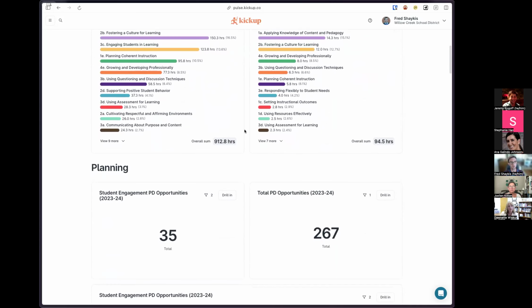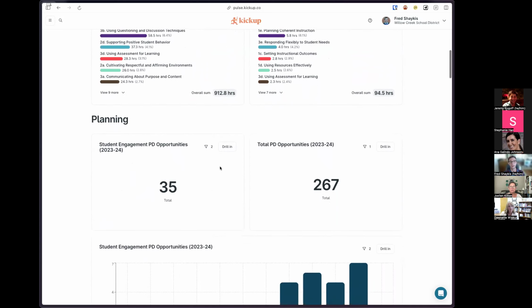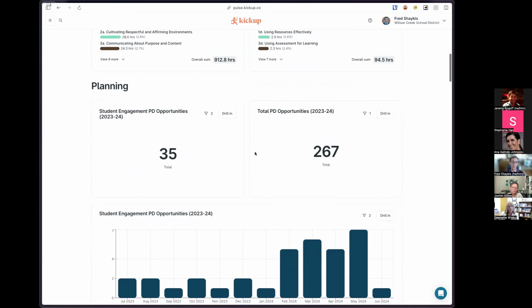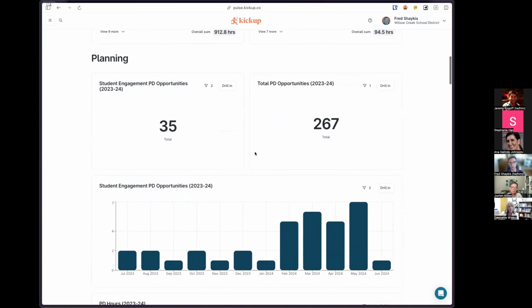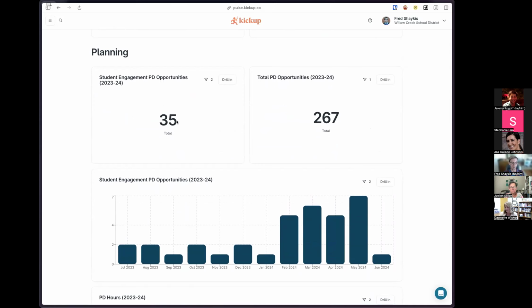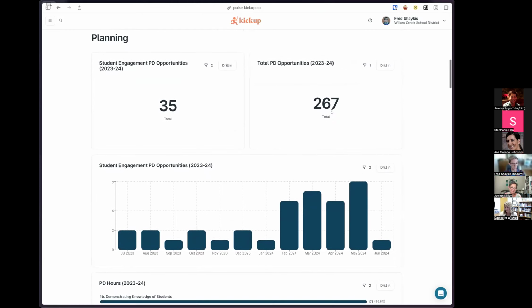So from there, they moved into planning professional development for 24-25, the current school year. And they looked at previous professional learning opportunities that they had offered and how those were received by staff. So by tagging sessions with the relevant framework for teaching component in KickUp in learning, they were able to see that there were 35 student engagement related learning opportunities offered in total. So that was only 13% of the overall opportunities that they offered were related to student engagement.